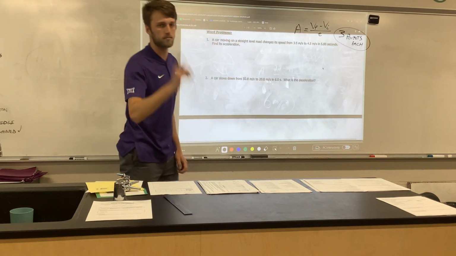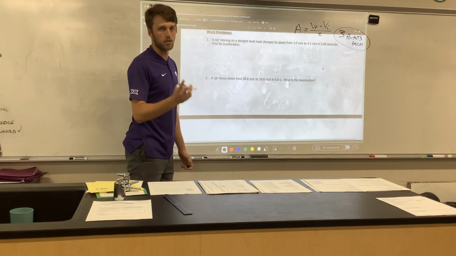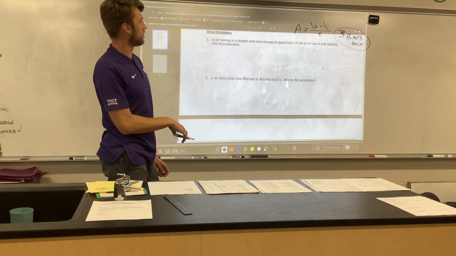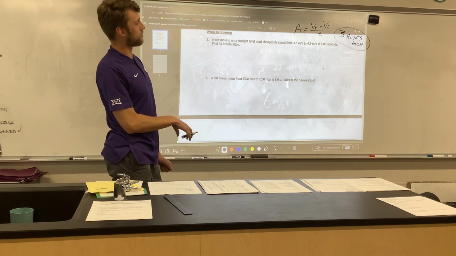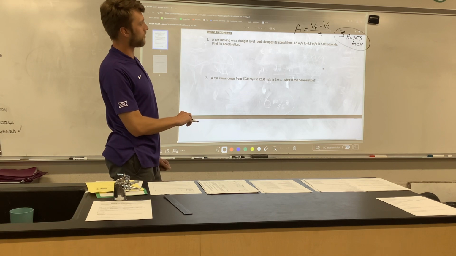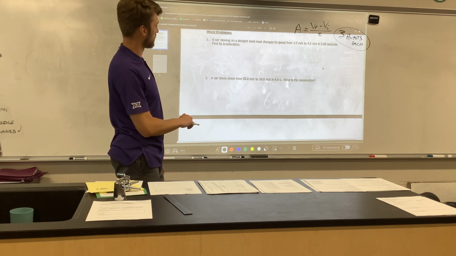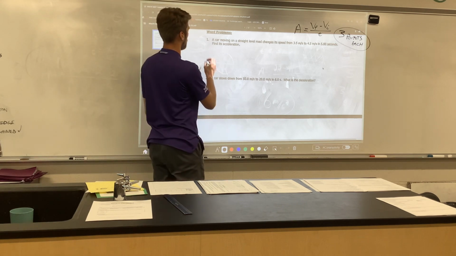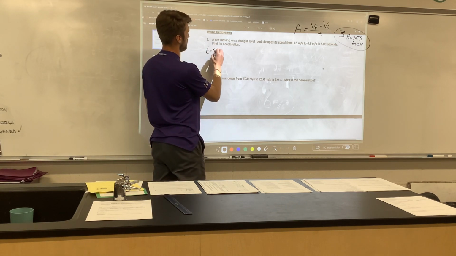Okay, so number 1, write down the things that you know. That's worth 1 point. We have a car moving on a straight level road. It changes its speed from 3.5 meters per second to 4.5 meters per second, and it did that in 5 seconds. Find the acceleration. Okay, so I know my time is 5 seconds.